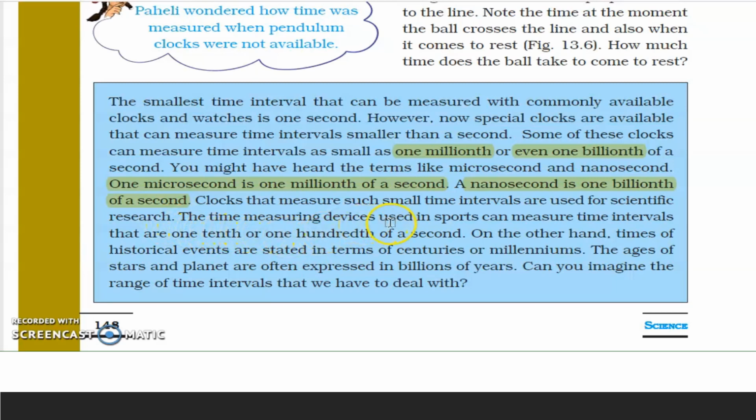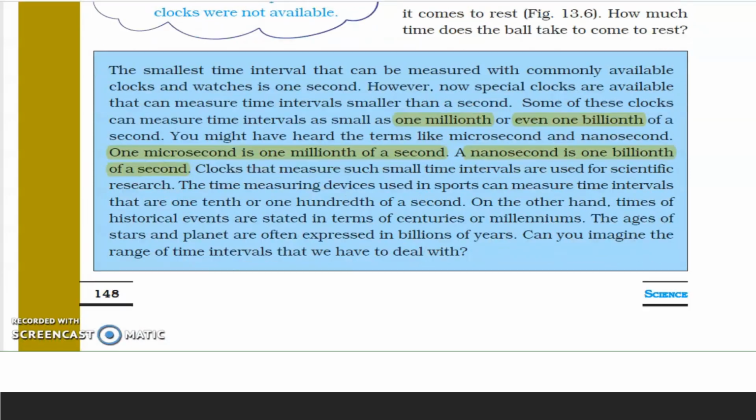The time measuring devices used in sports can measure time intervals that are 1/10 and 1/100th of a second. On the other hand, times of historical events are stated in terms of centuries or millenniums. The age of stars and planets is often expressed in billions of years. Can you imagine the range of time intervals that we have to deal with? We can measure time in 1 billionth of a second, and also in billions of years. That depends on our requirement, on what we want to express in time.